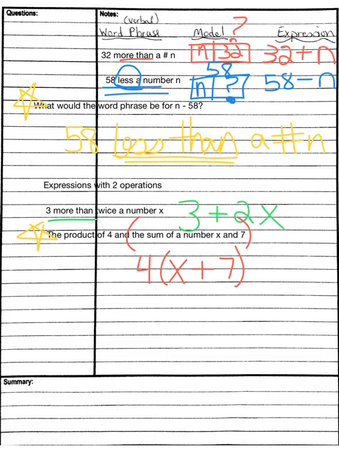So the product of 4 and the sum of a number x and 7. And I'm going to tell you, this is one of my least favorite lessons. Got a lot of vocab here. Practice writing them out. And we'll practice more in class. That's it.